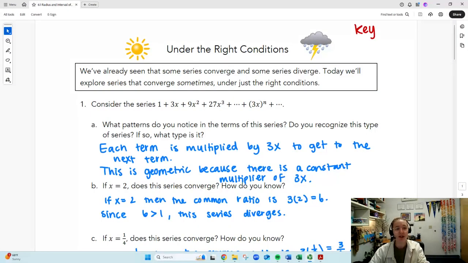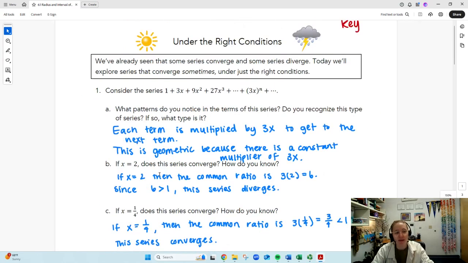Hello all. Today we're going to be looking at some more applications of series. When we take a look at something like this, where we're adding together terms, you can see that there's a pattern here. We call this a power series because it depends on what our x value is. And it is geometric because there's a multiplier of 3x each time. So it is geometric, like it's talking about right here.